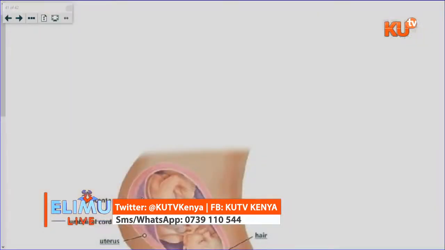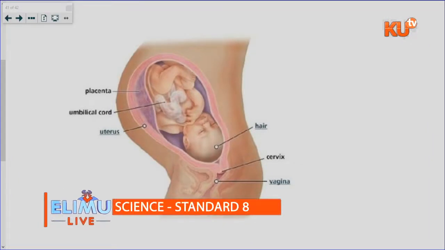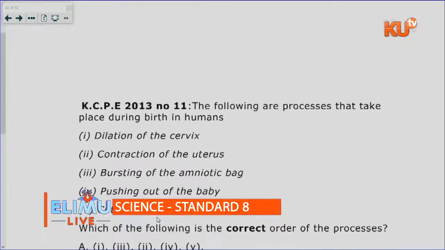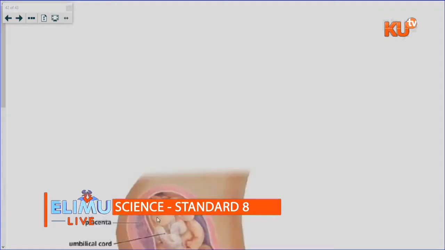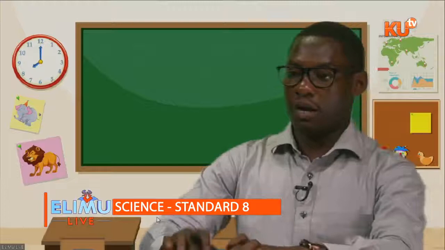The last part is the birth process. I want you to look at that diagram. We have the placenta, the umbilical cord, the uterus, the cervix, and the vagina. Now, the process of giving birth is what you call parturition, and it occurs after 9 months. That is what we refer to as the gestation period.